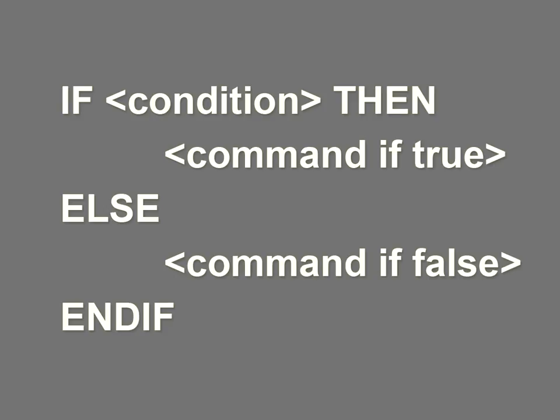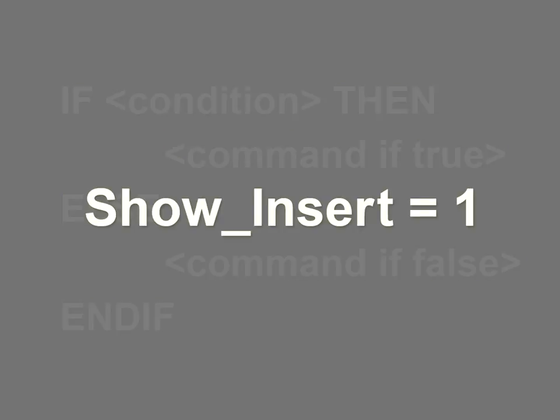The normal if-then structure is used if you want to perform certain command if a condition is met. The else variation is used when you want to perform either one of two sets of commands depending on the value of the condition. In our case, we want to generate a different geometry in case there is an insert piece, show_insert equals 1, and another when there is no insert piece.